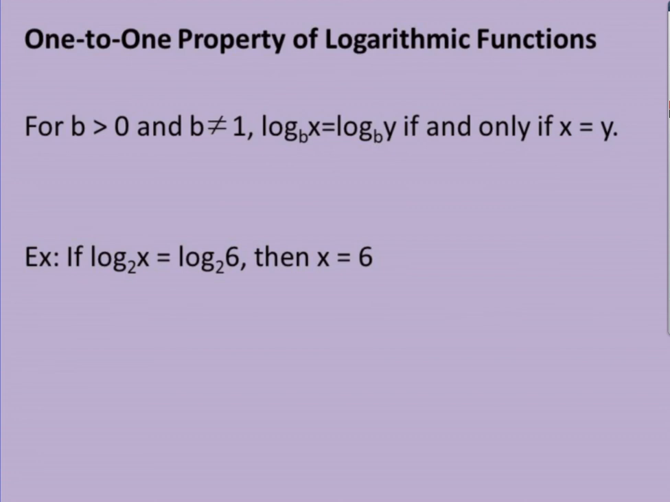So our one-to-one property of logarithmic functions is, again, as long as our base is larger than 0 and the base does not equal 1, then the log base b of x is equal to log base b of y. As long as those two bases are the same on both sides, then we can just say x is equal to y. So in this case, we have log base 2 of x is log base 2 of 6. Since they're both log base 2, we can just cancel those parts out, and we just know x is equal to 6.